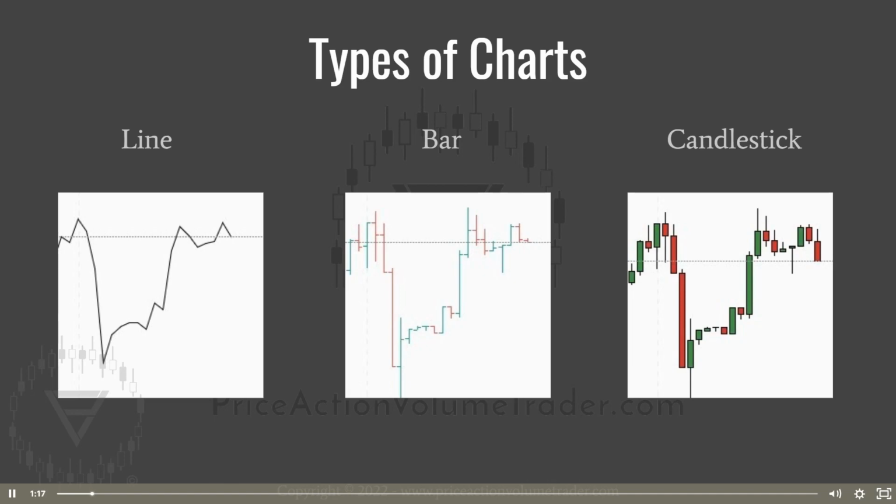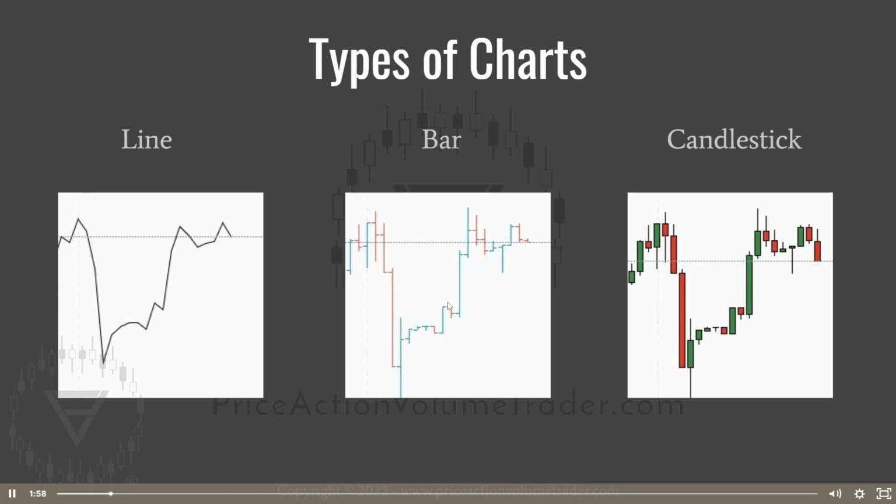And so the three most popular types of charts would be the line chart, which, as the name says, is basically a single line that we just see advancing from left to right, giving us the price at that very moment in time. After that, we have the bar charts, which are especially favored by more old school traders, since a lot of the older traders started learning and developing when bar charts were more the norm.